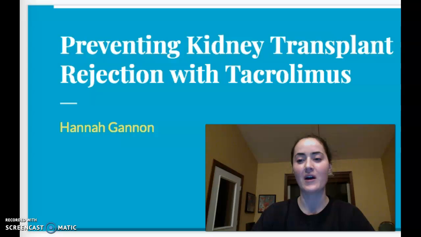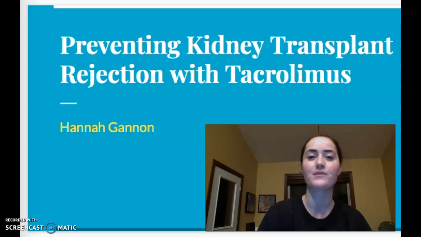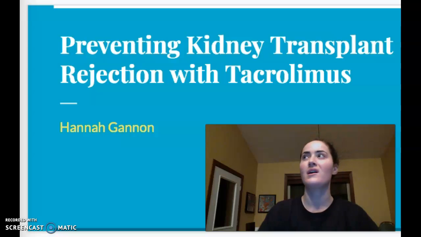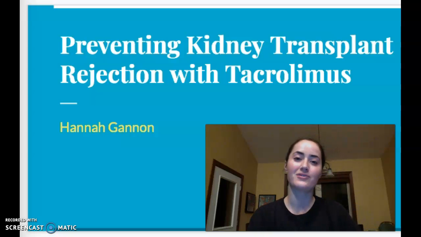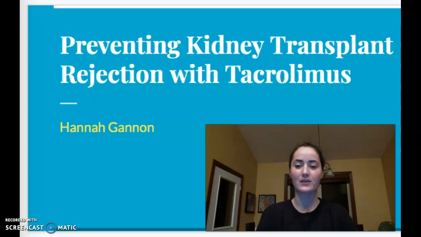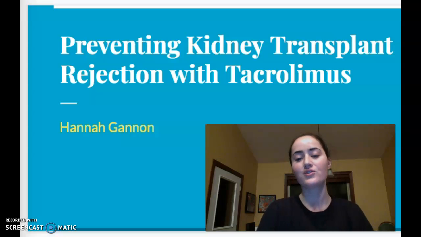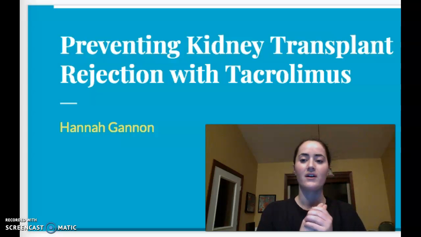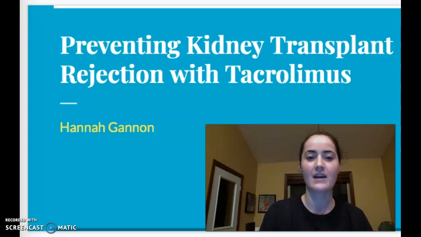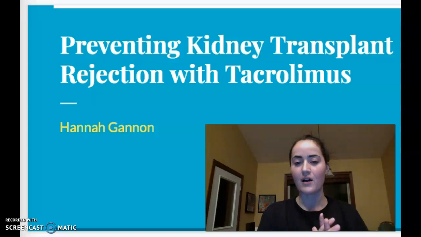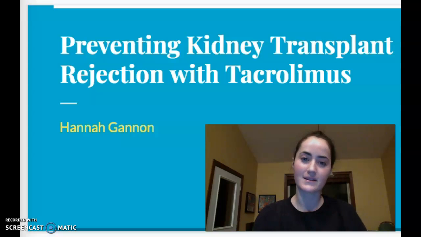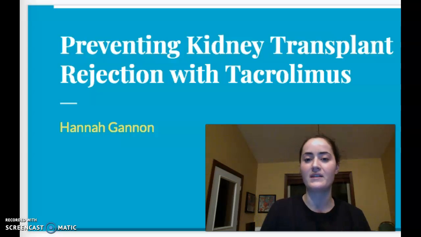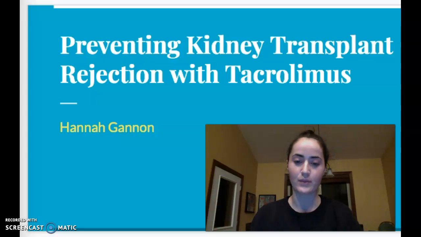This time we're going to be talking about decreasing the immune system's response in order to prevent organ transplant rejection, and specifically we're going to be looking at kidney transplant rejection. The specific medication that I decided to look at this week is called tacrolimus. Tacrolimus is a medication that is commonly given to help suppress the immune system following a transplant, so that your own body isn't attacking that new organ that they just transplanted.